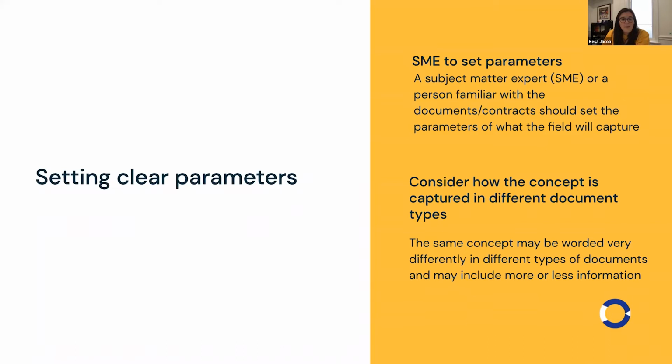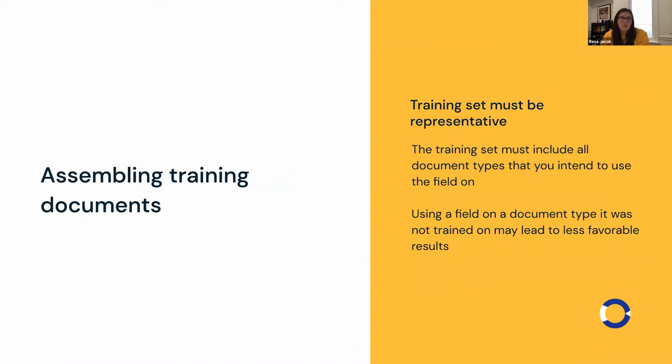The next step is assembling your training documents. This is closely tied to step number one, and so it's important that your training set is representative of the document types that you intend to use that field on. For example, if you want a field to work on service, supply, and distribution agreements, it's important that all of those document types are included in your training set.